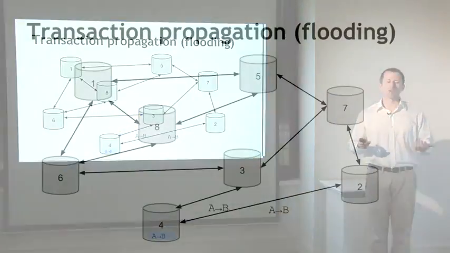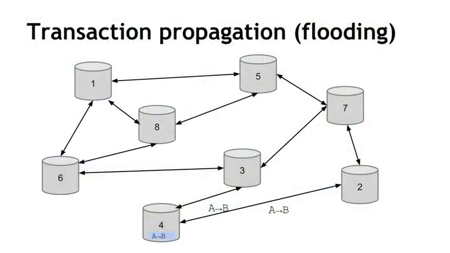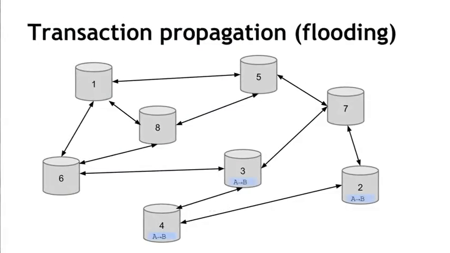Great, so node 4 is going to talk to its neighbors, node 3 and node 2, and say, hey, check out this new transaction. Alice wants to pay Bob. And those nodes will add it to their own pool of pending transactions, so each node maintains a list of all the transactions they've heard about that haven't been put into the blockchain yet. And then they can decide to forward that onto other nodes. So 3 is going to talk to its neighbors and say, new transaction for you, Alice wants to pay Bob.